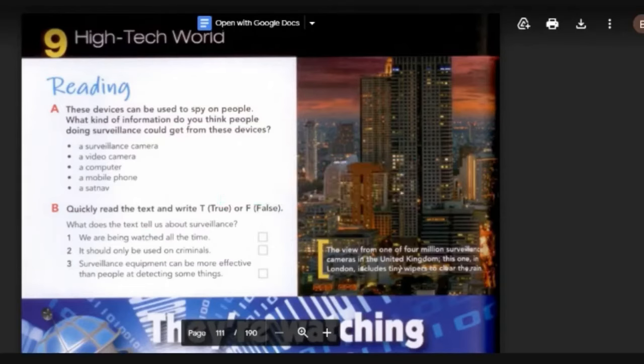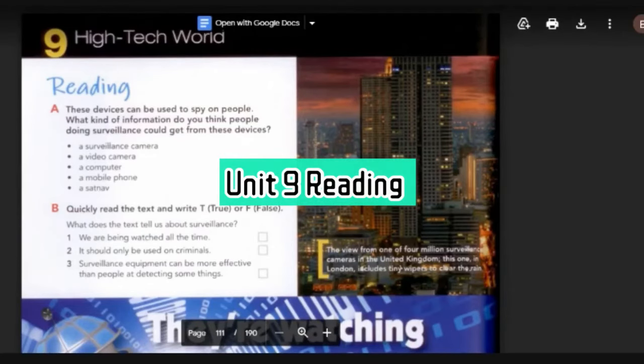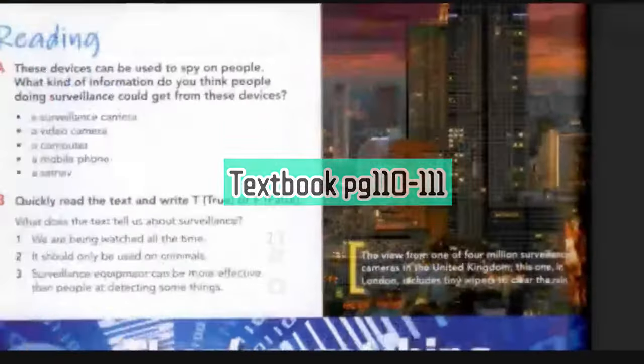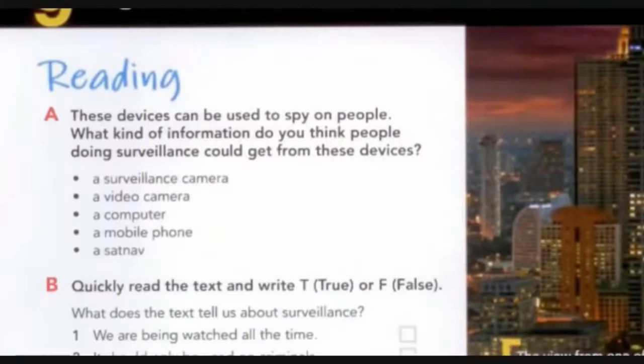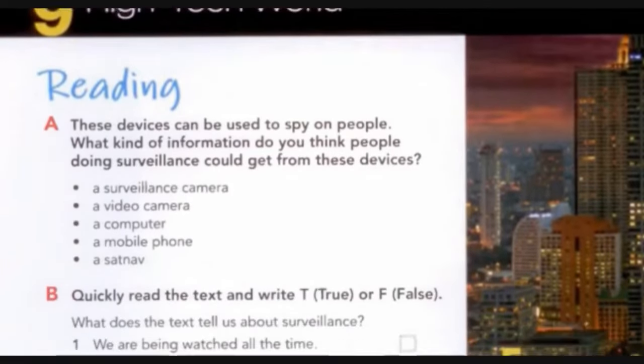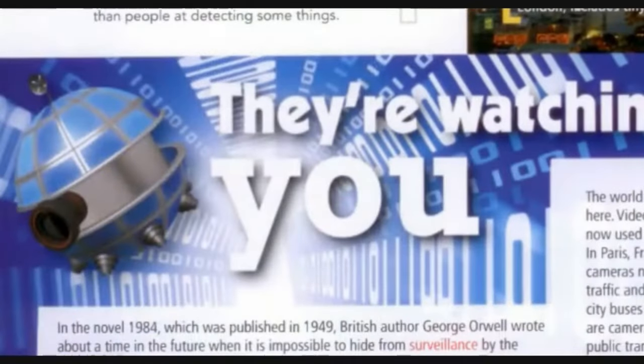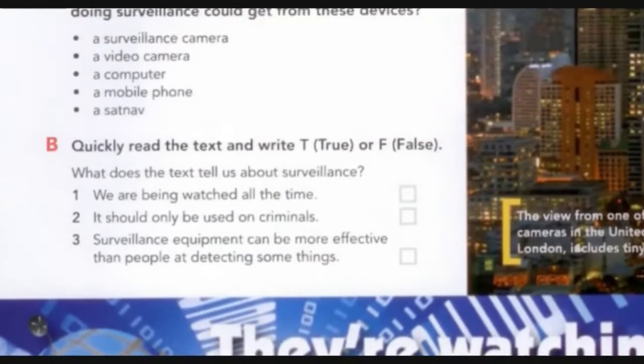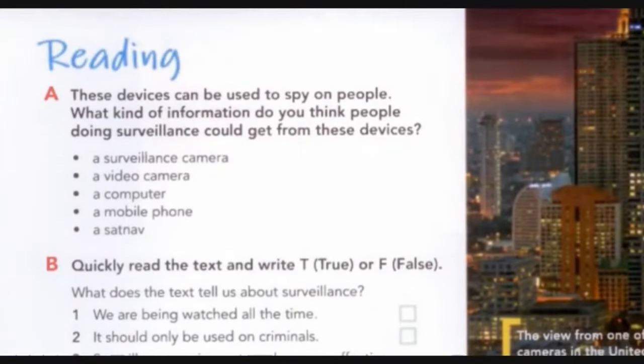Today we're going to do Unit 9 reading. Turn to your textbook, page 110. And you see this page? Okay, we're going to read a passage about surveillance system. They are watching you. Okay, all right, let's do activity A first.